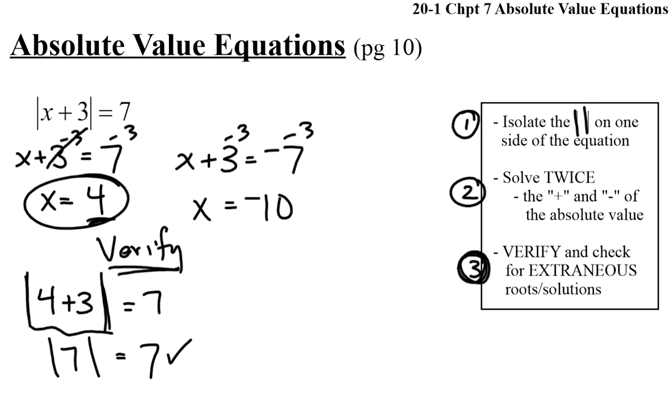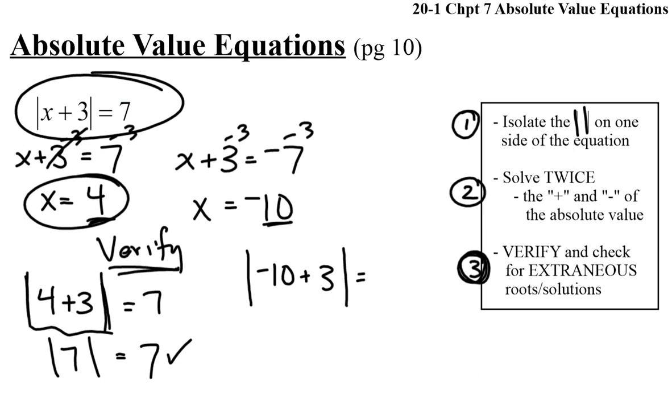But the second time, the absolute this time of x plus 3, we now think x could be negative 10. So negative 10 plus 3, we think, remember, we're always verifying the original, so we think x equal to negative 10 is a solution for the original. We always verify the original.